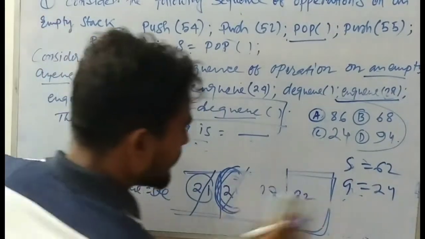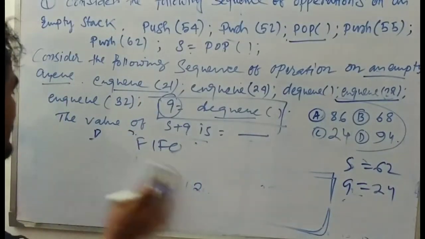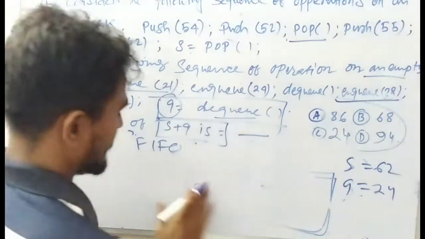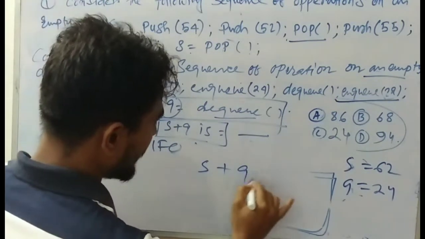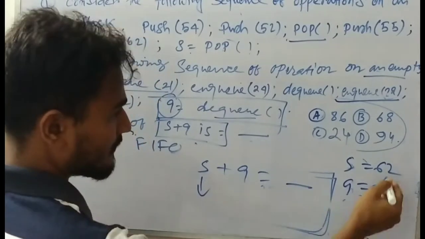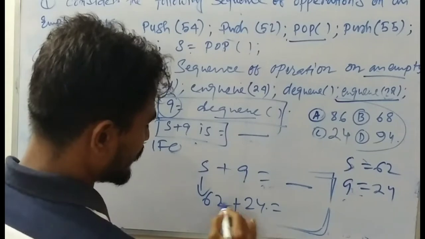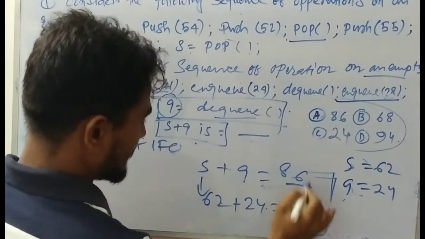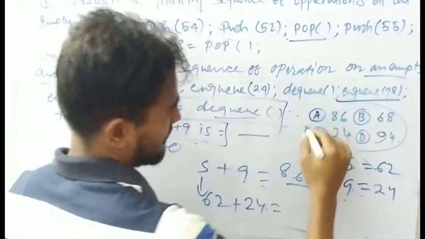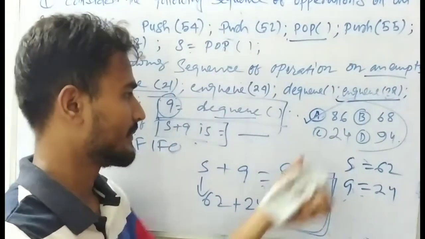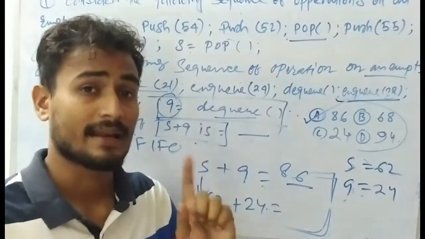Now my next operation: the value of S plus Q. The S value is 62 and the Q value is 24. So 62 plus 24 is 86. So 86 is my correct answer, option A. Not just hope, 86 is the correct answer.